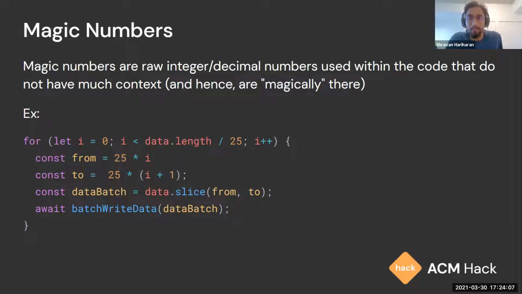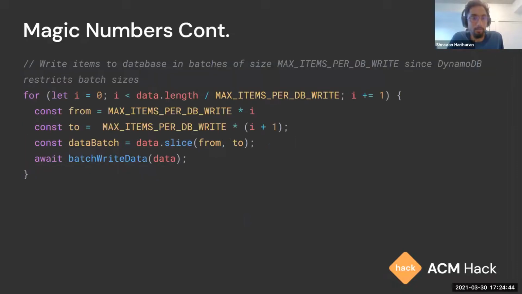Okay, magic numbers. So I'm sure most of you are familiar with magic numbers. They're basically raw integer or decimal numbers that are used within the code that don't have much context and hence are magically there, right? So let's take a look at this example. We have for let i equals 0, i is less than data.length over 25, i plus plus. We have a from and a to, and they're multiplied by 25. So I guess what's happening here is data is being written in batches of size 25, but I don't know why it's 25, right? Why is that there?